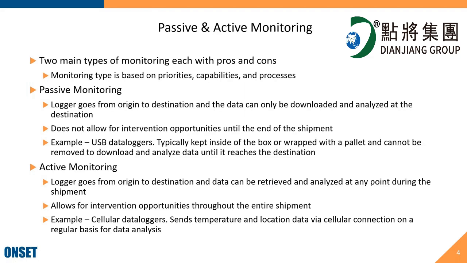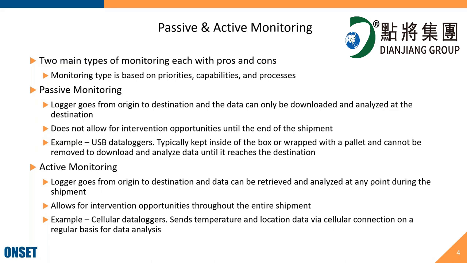So starting off with the different types of monitoring. As I said, there's two main types, passive and active. And the type you choose is really based off of your priorities. So that's why we did that survey question, is to really focus on what are your specific priorities, capabilities, and your processes. So starting off with passive monitoring.